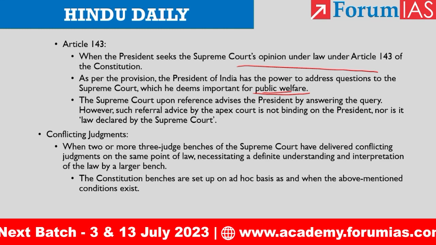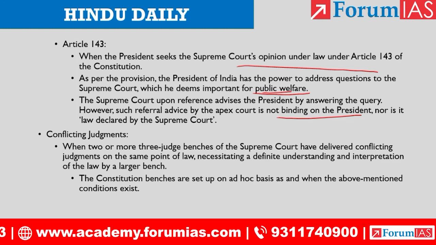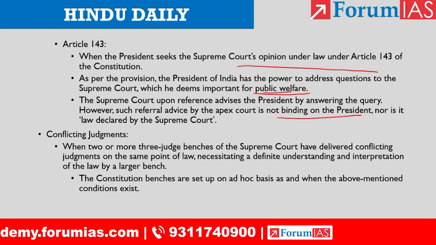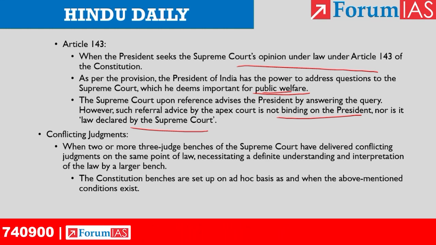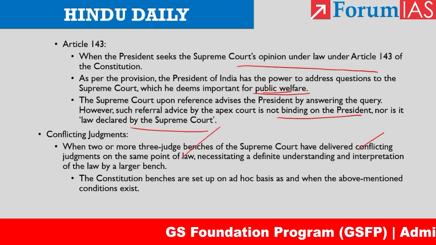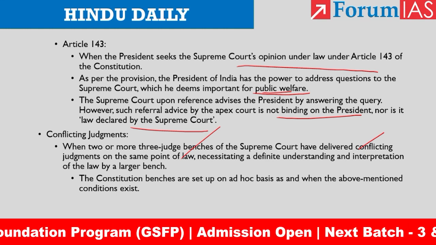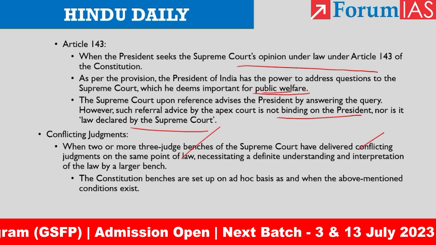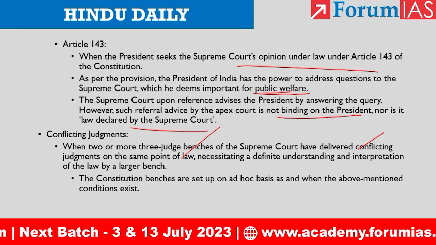However, the advice that is given by the Supreme Court to the President is not binding on the President, nor is it a law declared by the Supreme Court. So this is very important. And what are the other instances where they'll have a constitutional bench? When 2 or 3 judges of the same bench are delivering conflicting judgments on the same point of law. Then the Chief Justice will think, no, this case involves a much wider interpretation. Then what will he do? He'll refer it to the larger bench.